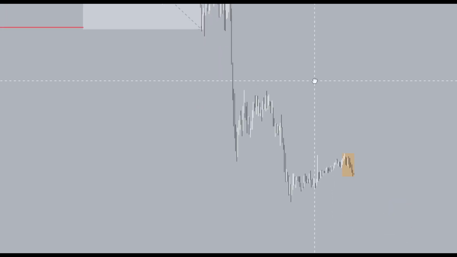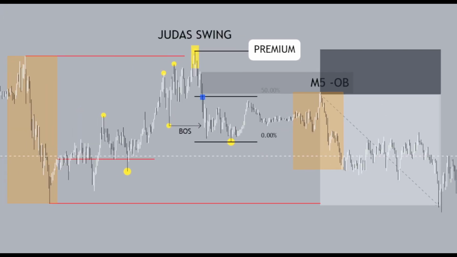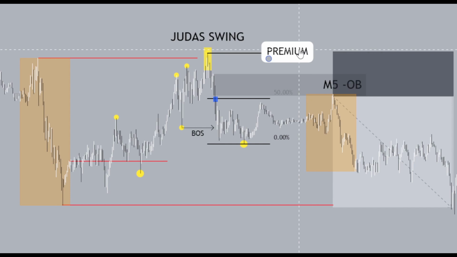As you can see, it did go down for lower R, which is not a problem. I'm not looking to catch the entire R. It's just to take what the market gives you, right? So this is an accumulation, manipulation, and distribution two-phase model on gold, right?